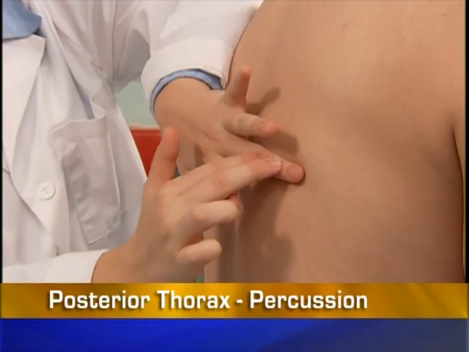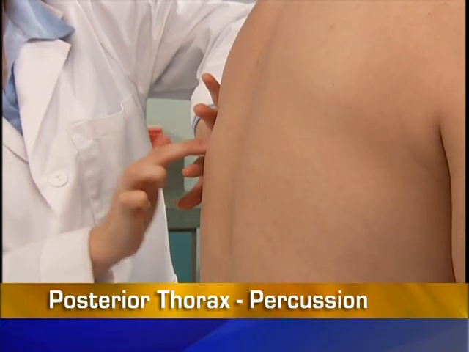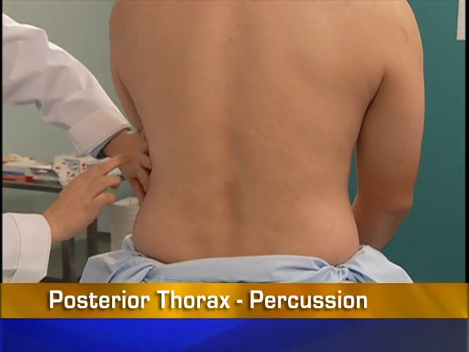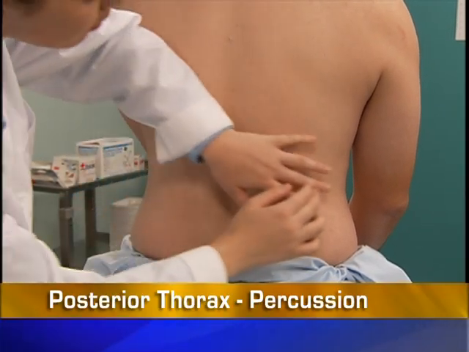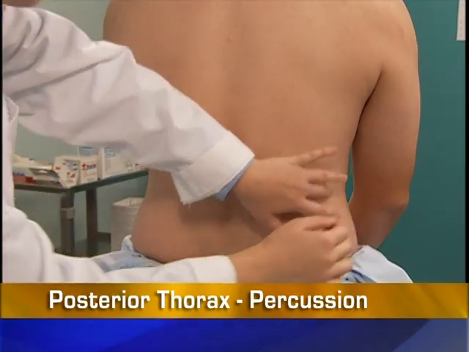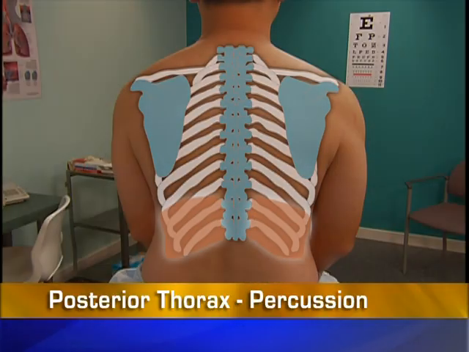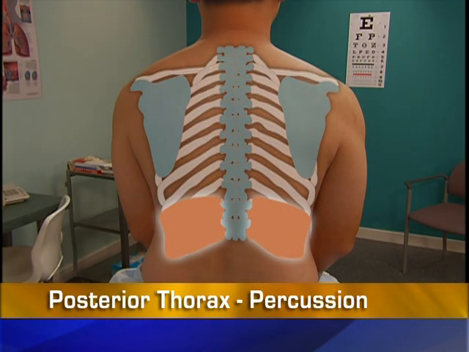Over the lungs, percussion should produce resonance. Over the viscera, percussion should cause dullness. Note any areas of abnormal dullness or hyperresonance over the lungs.